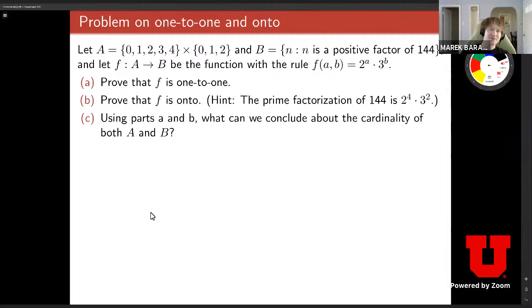Hello. So for this first one, we have this function f that goes from A, which is this.